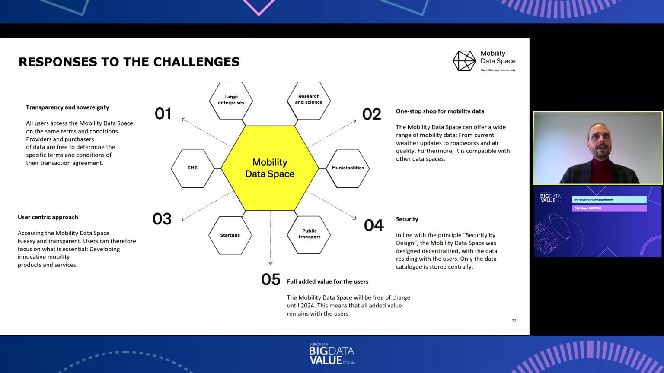The way they do this is manifold, but again, not looking at the deeper technical insights here, but more at the aimed functionality that has to be offered to participants of data spaces. We again talk about transparency and sovereignty, a one-stop shop that allows you to not have to create accounts for several cloud systems or platforms, but with the connector as your gateway towards a data space. This is the one-stop shop, a user-centric approach, security, and full added value for other users. These are the ways they envision to tackle the challenges that they identified in the mobility field.